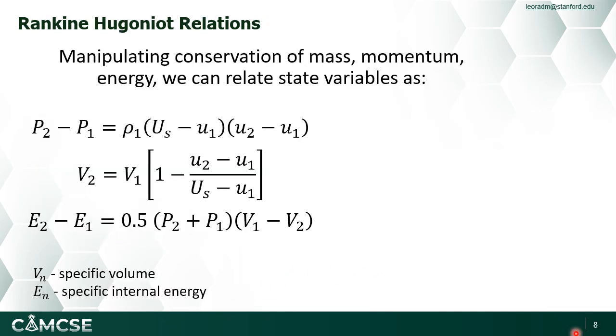So from the conservation equations that we just saw in the previous slide of mass, momentum, and energy, we can now relate the state variables using these equations here that give us the relationship between the pressure, volume, and internal energy, that's specific volume and specific internal energy, to be able to now describe all of these shock parameters based on the shock velocity and the particle velocity before and after the jump.